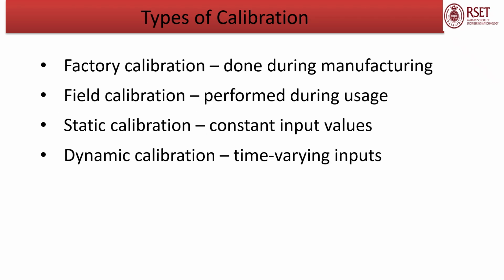Next, we will see what the types of calibration are. First is the factory calibration, which is performed during the manufacturing process. Next, we have the field calibration, which is done during actual usage. We also have the static calibration, which uses constant input values and sees how much the outputs vary, while dynamic calibration is another type of calibration which uses time varying inputs. The type of calibration chosen depends on the application and the operating conditions.